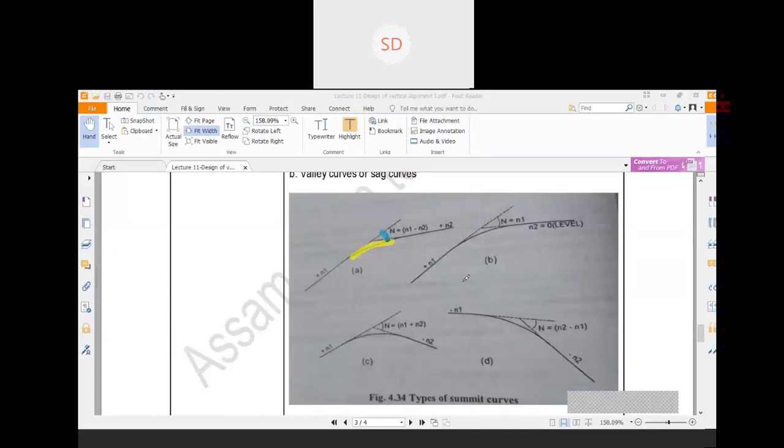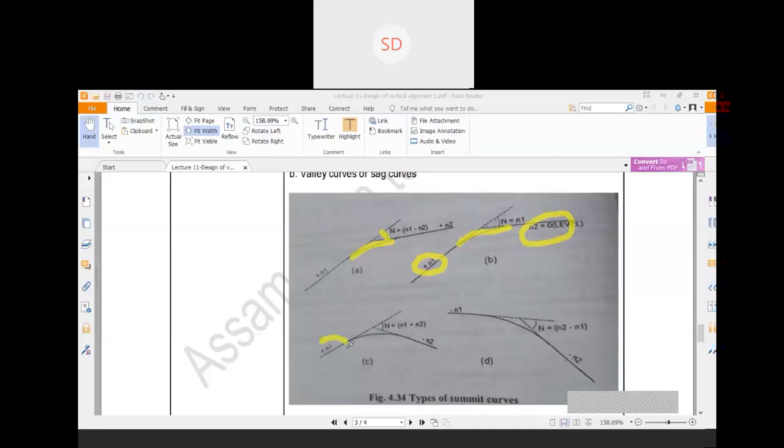Okay. Now for another example, suppose this is a positive gradient plus n1, meeting with zero level. Zero level means that portion of the road doesn't have any gradient. So in that case also a vertical curve is required and your deviation angle would be n equal to n1 minus 0, that is n1.